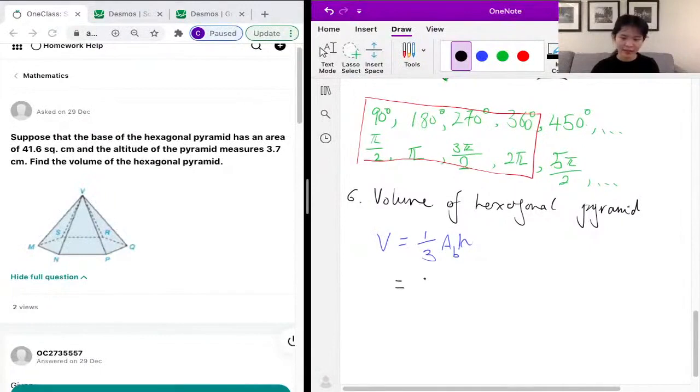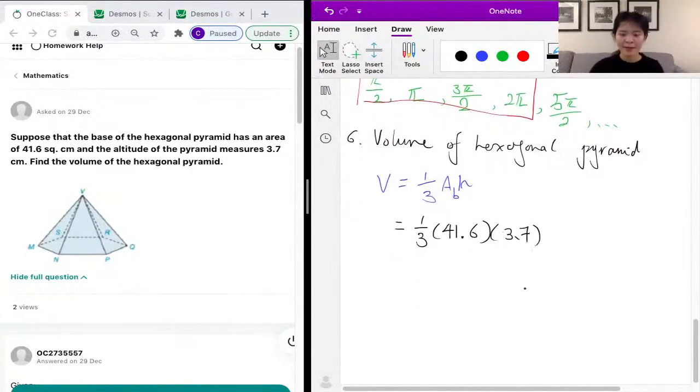And for this situation specifically, we're actually given the area of the base, so like the base area over here, and also the height, which is the altitude. So we can just directly plug the numbers into the formula and arrive at an answer. So we know the area of the base of the pyramid is 41.6 square centimeters, and the height is 3.7 centimeters. So this is our answer right over here.